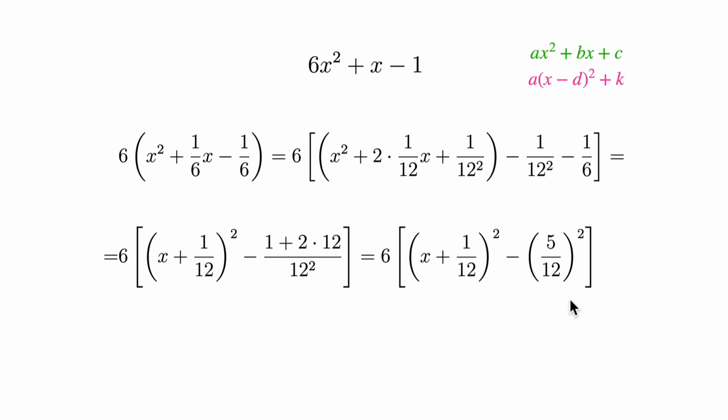Now I'm done with this one, and if I compare it to this expression, I see that my a is equal to 6, my d is equal to minus 1/12, and my k is equal to 6 times this negative number here.